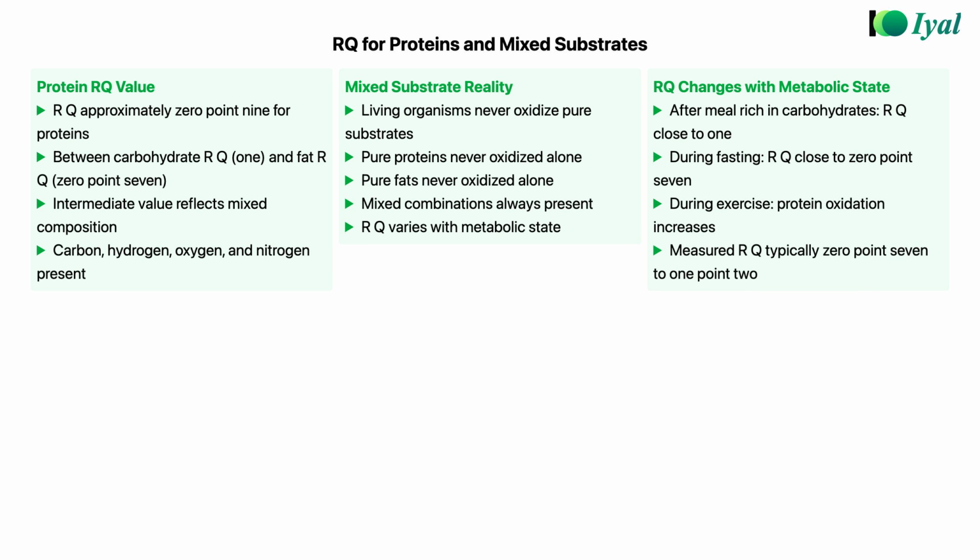When do RQ values vary? After you eat carbohydrates, RQ is close to 1. Body is oxidizing lots of carbs. During fasting, hours without food, RQ drops to 0.7 or even lower. Body is oxidizing fats. During exercise, more proteins oxidized, RQ changes too. So measured RQ in a living organism is somewhere between 0.7 and 1.2 depending on what the body is doing. The RQ value tells you the metabolic state. Very useful information from one simple measurement.